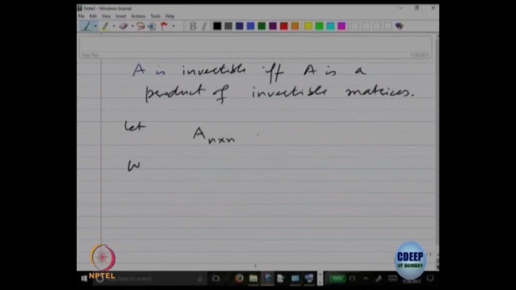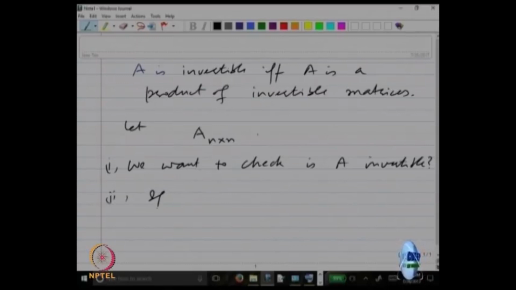So what we want to do, we want to check: is A invertible? That is one question we want to answer. And second, if yes, how to find its inverse. So given a matrix A, we want to check whether it is invertible or not, right, and whether we can find out the inverse of that or not.